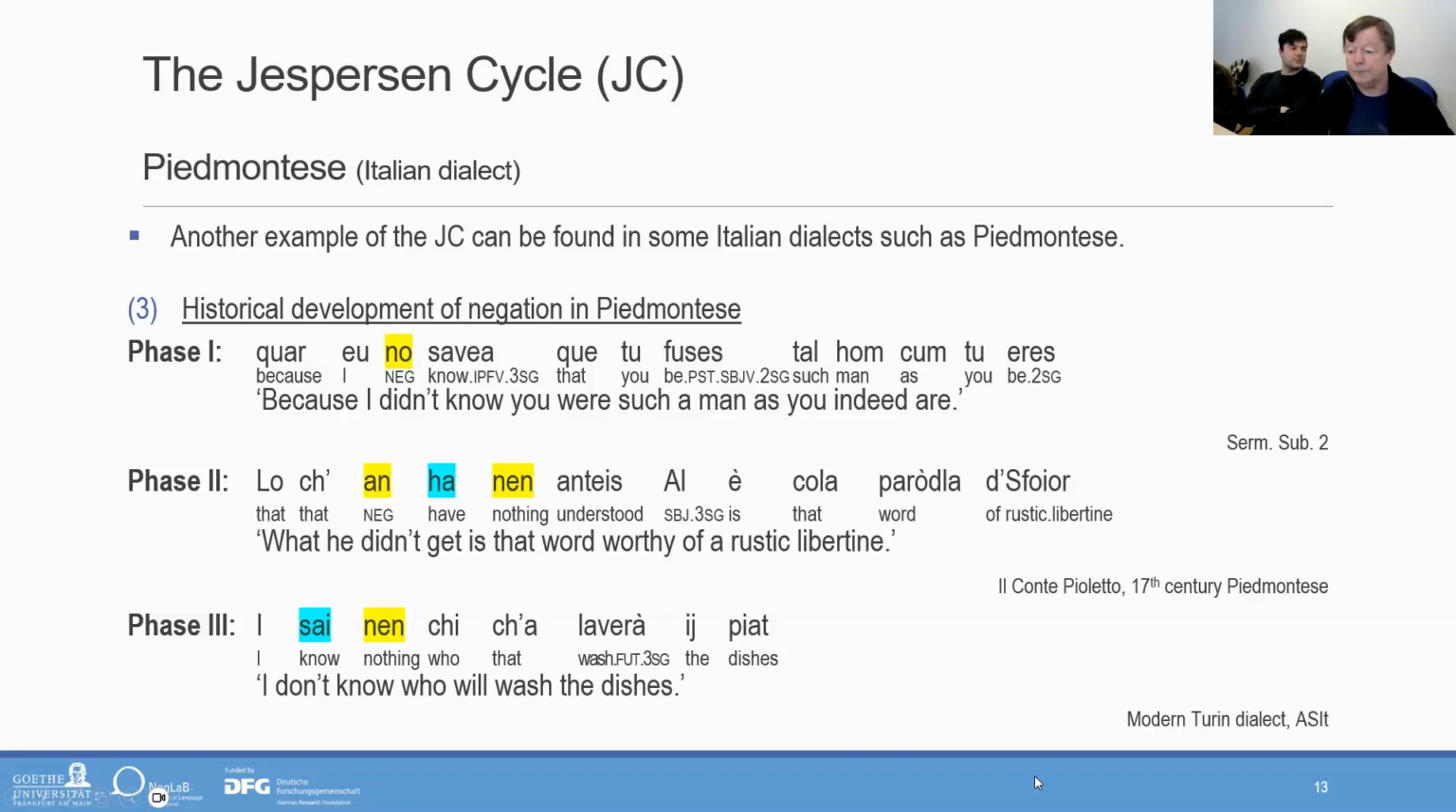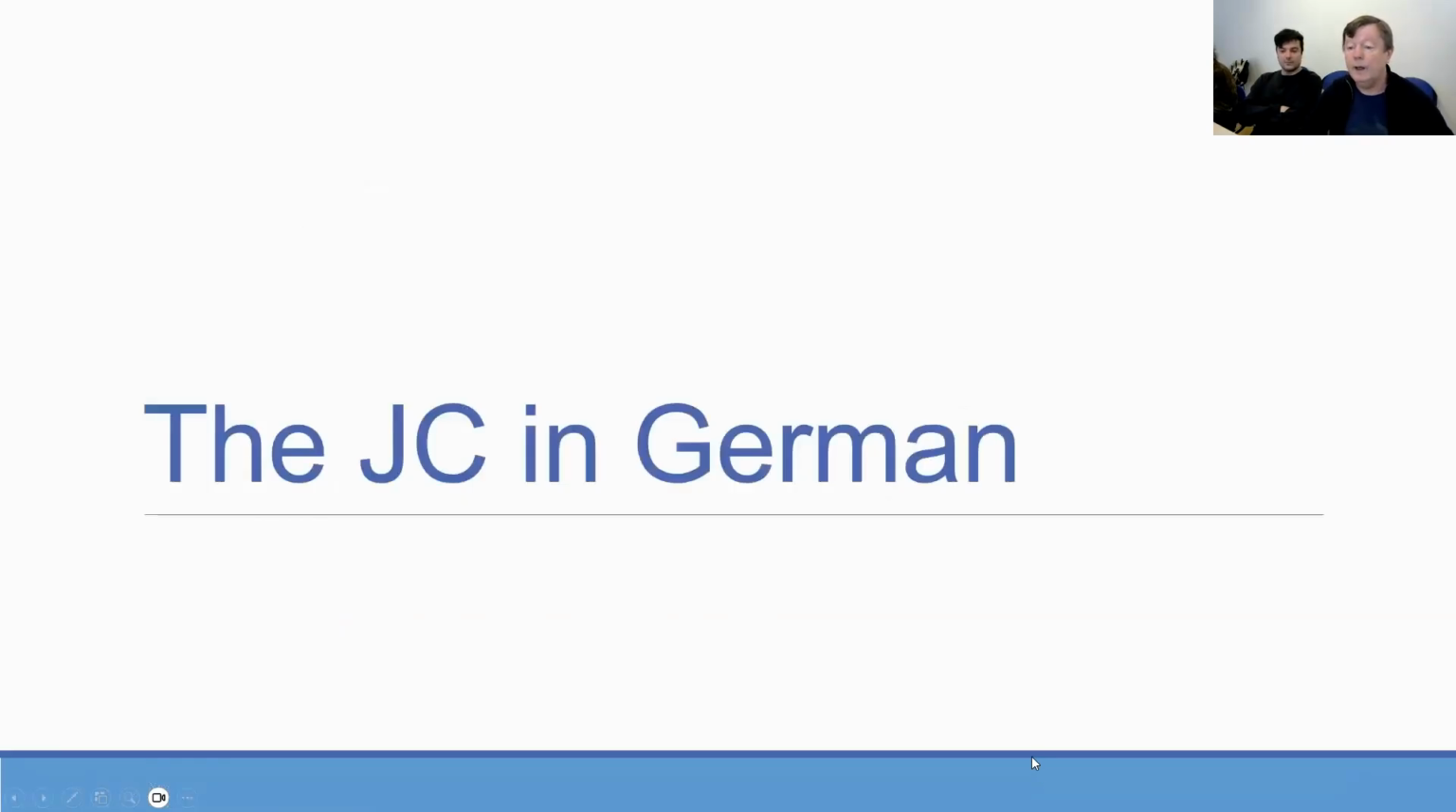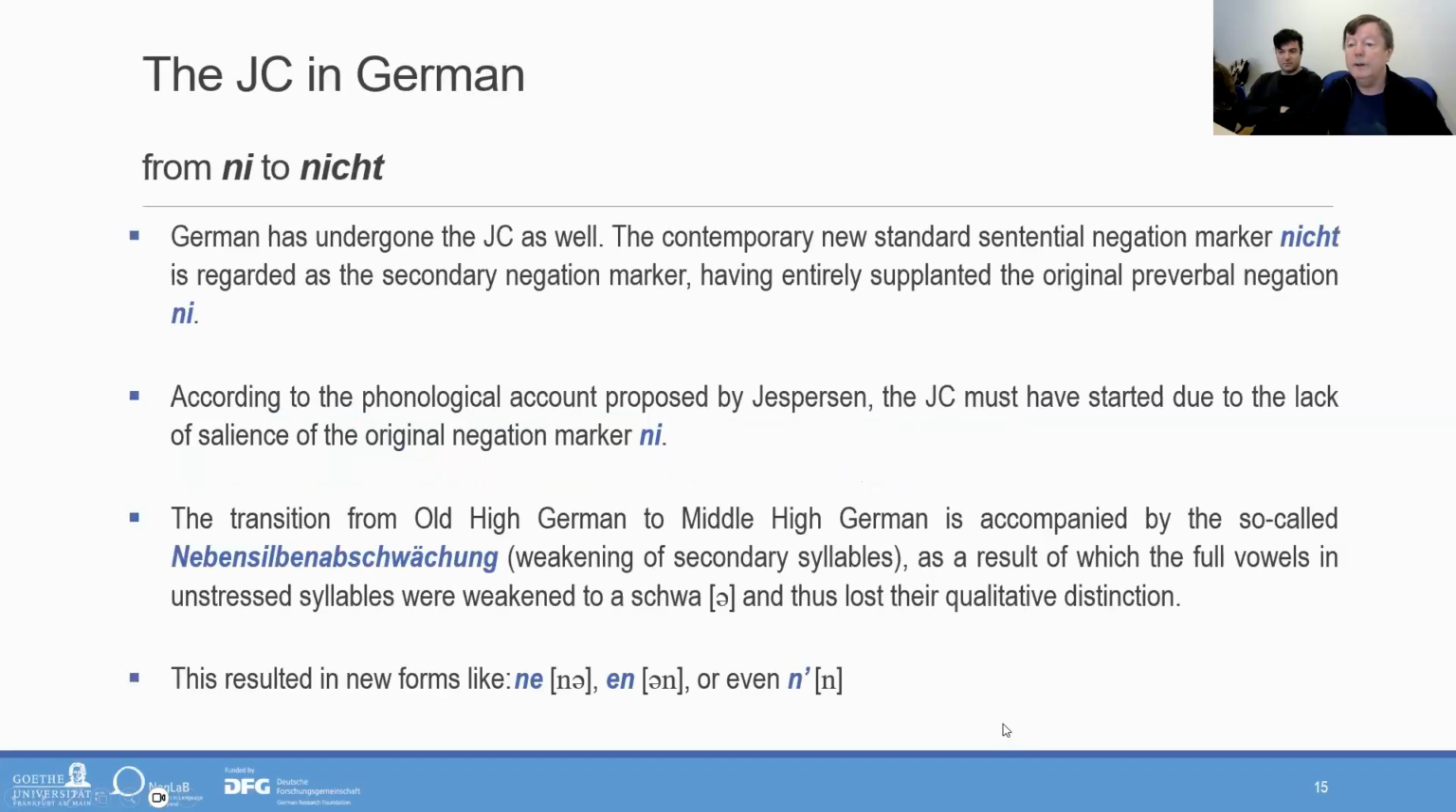Okay. Now I come to the Jespersen cycle in German. German has undergone the Jespersen cycle as well. The standard sentential negation marker nicht in contemporary German is regarded as the result of Jespersen's secondary negative marker, which has entirely supplanted the original preverbal negation ni.